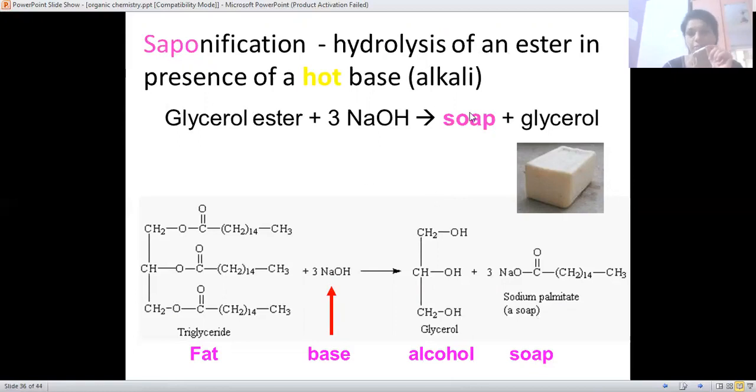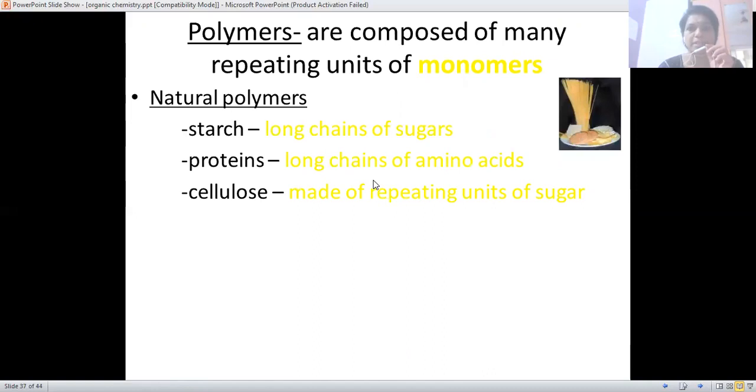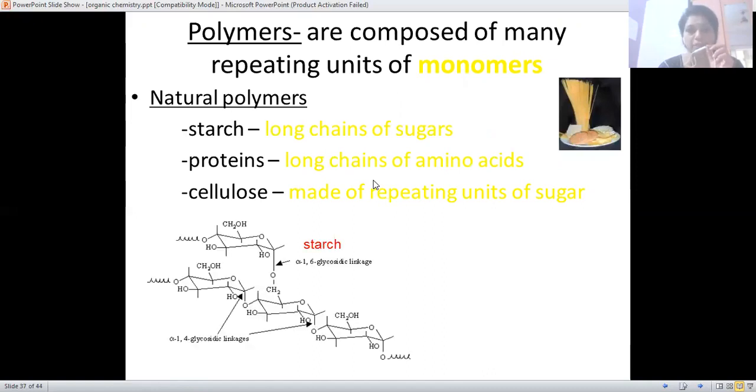Hot base is the important topic. Hot base is important as polymers. What are polymers? There are different types of natural polymers. You can say starch, protein, cellulose. These are all types of polymers. How do polymers get composed? They are repetitive units of monomers.